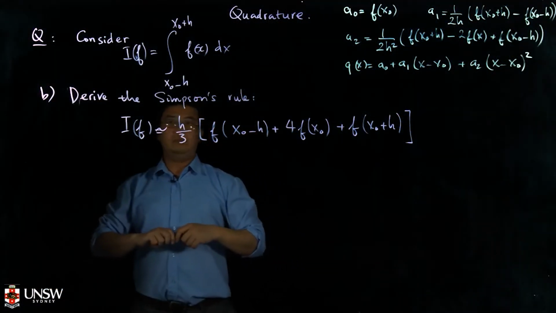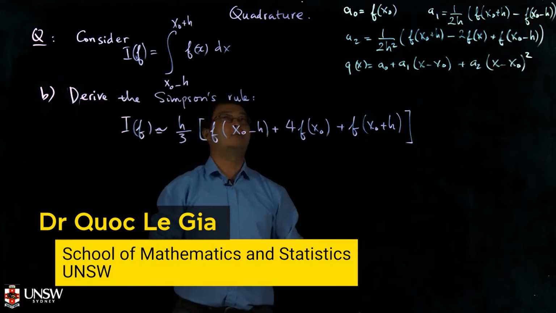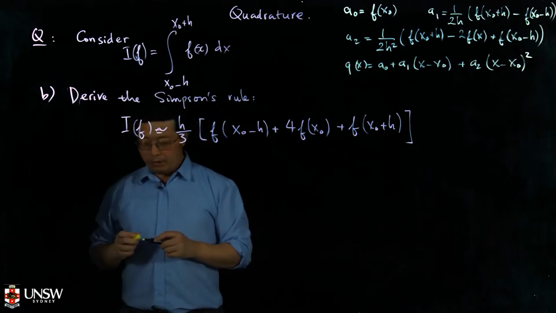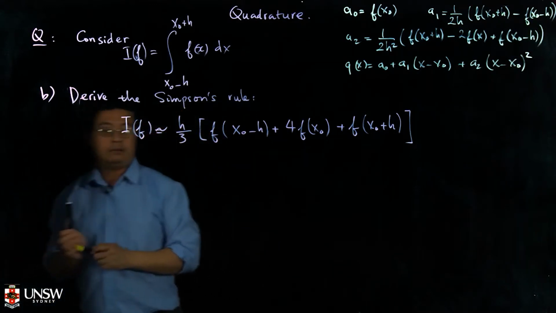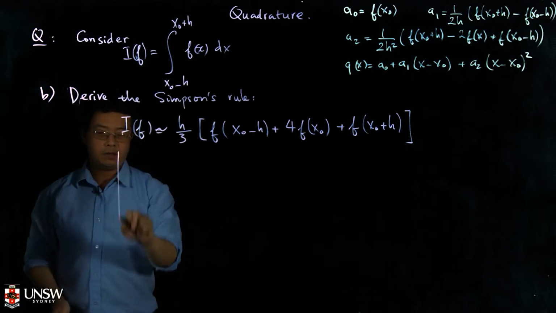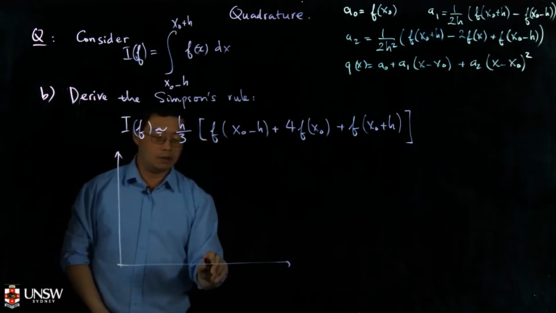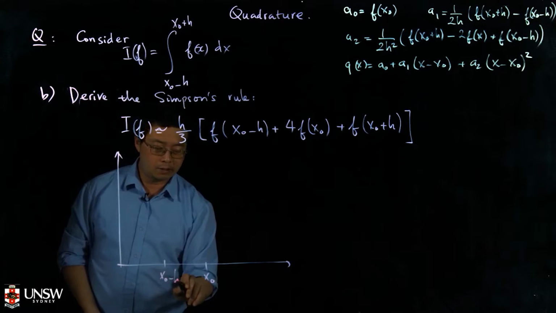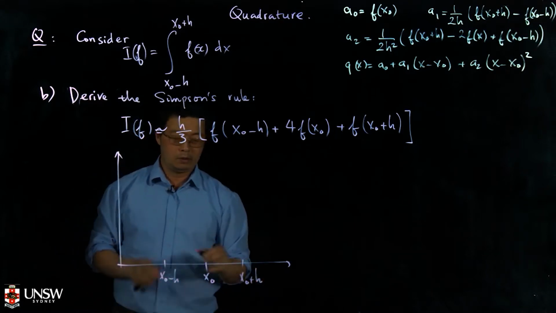Okay, so now we will derive the Simpson rules, given by this formula, based on part A. And now let me remind you what we have done. So in the previous part, suppose you have 3 points: x0 minus h, x0, and x0 plus h, okay?